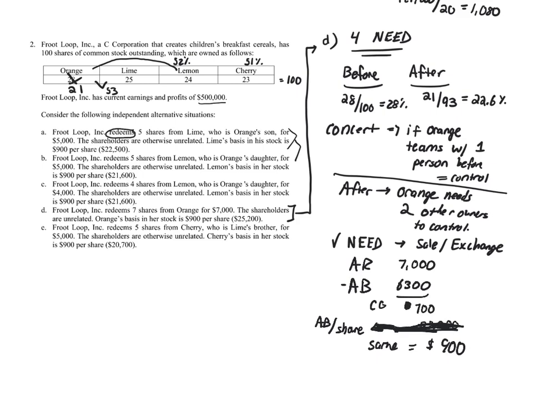Again, if it's a sale or exchange, the adjusted basis of the remaining shares stays the same as it was before. But if it's a distribution, it changes. So thank you for correcting me on that. You can use our little eraser here and change that out. Okay, so that's D.